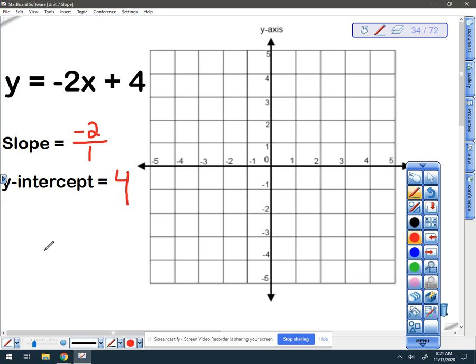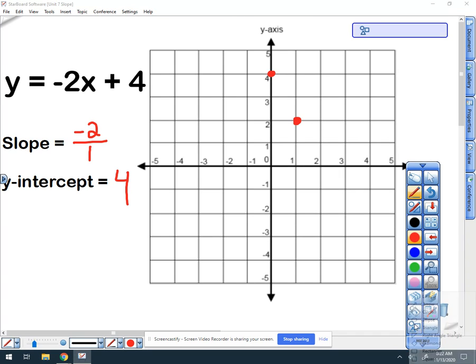Positive 4. So you come over to your graph. Where's it going to cross? It's going to cross at positive 4. How's it going to move? It's negative 2 over 1. So you're going to go down, because it's negative, down 2, right 1. And you always go to the right. So down 2, right 1. Then you would draw your line.